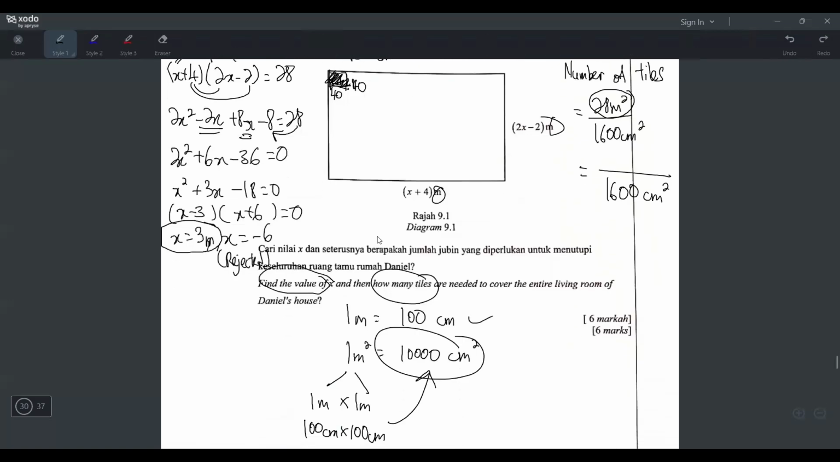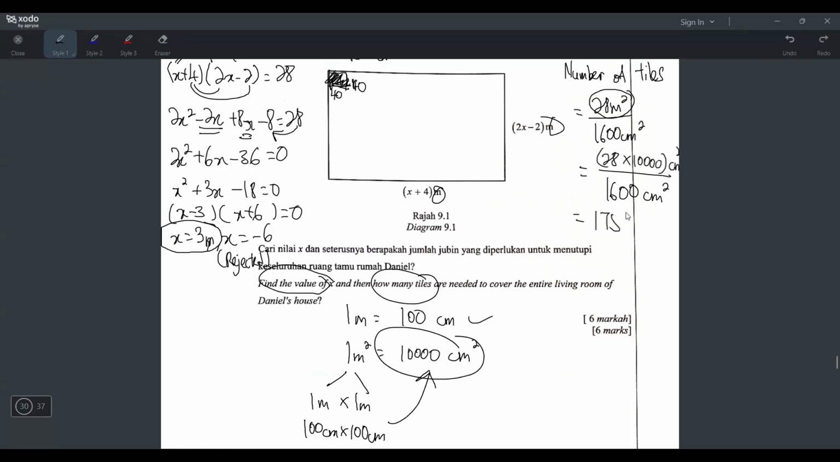Okay, 28 meter square, how to convert? Times 10,000, because 1 meter square is 10,000. So 28 meter square will be 28 times 10,000. And if you convert like this, you will automatically get cm square. I'm just going to press the whole thing in my calculator and let my calculator do the job. 280000 divide 1600. My calculator gives me 175.